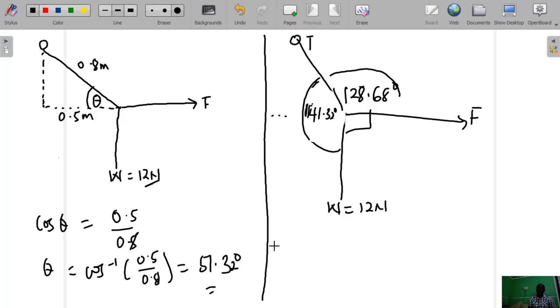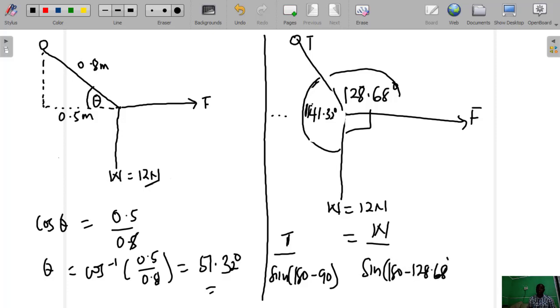With this, we can set out our Lamy's theorem, which will be T over sine of 180 minus 90, is equal to W over sine of 180 minus 128.68, is equal to F over sine of 180 minus 141.32. Good. So let's go on and solve them.